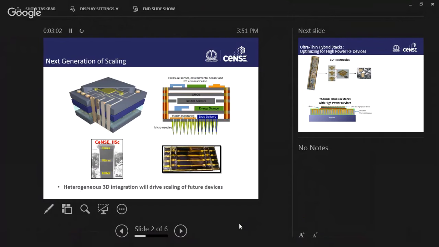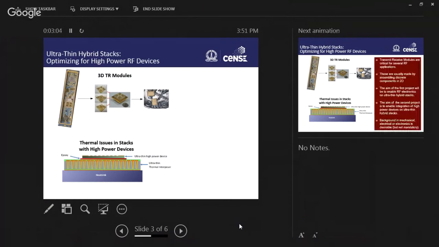So coming to the projects, what we have developed here at IISc is a technology called ultra-thin hybrid stacks, where we are able to integrate chips with thickness all the way down to 10 microns. To give you an idea about what 10 microns is, it is approximately 10 times smaller than the thickness of standard paper, or 10 times smaller than the diameter of a hair.